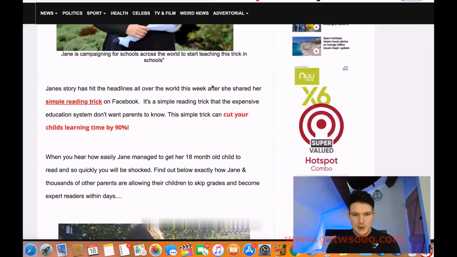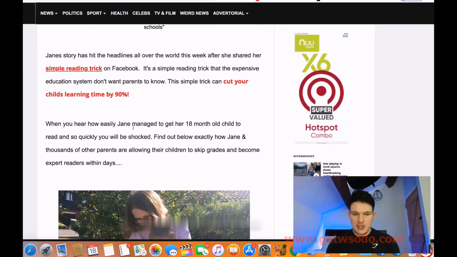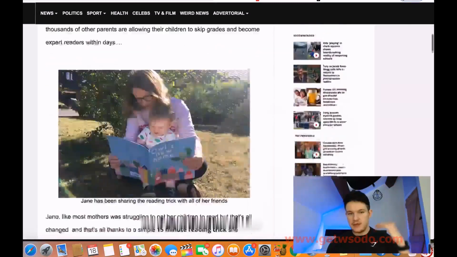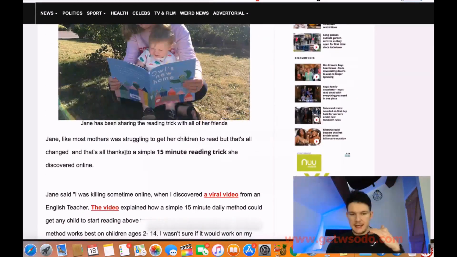And then here we say that it's a simple reading trick that the expensive education system doesn't want you to know. This trick can cut your child's learning time by 90%. When you hear how easily this person got her 18-month-old child to read so quickly, you'll be shocked. Find out exactly how she did it. So again, we're getting them to read further down. And then we start implying there's a 15-minute reading trick.